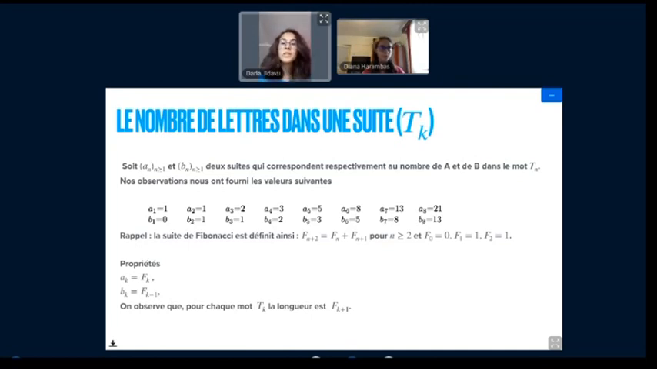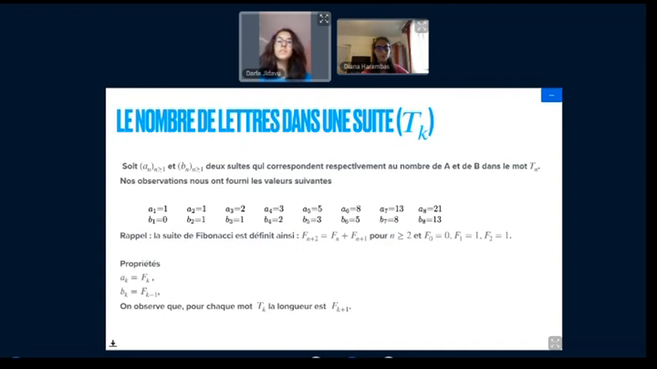Seeing this, the Fibonacci sequence comes to mind. It is defined by the law you see there, so each number represents the sum of the two previous ones. Therefore, if we start from 0 and 1, the next number in the Fibonacci sequence will be 0 plus 1, which is 1, then the next one, 1 plus 1, which is 2, the next one, 1 plus 2, which is 3, and so on and so forth. We arrived at the conclusion that for each word, the number of A's is fk, the number of B's is fk minus 1, and the total number of letters is fk plus 1.